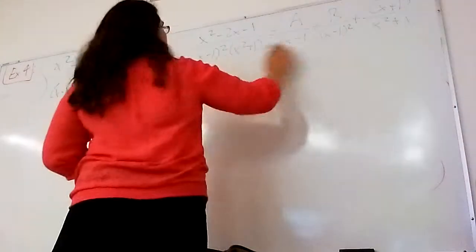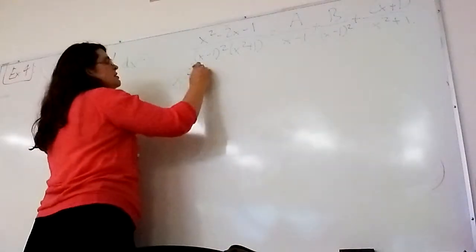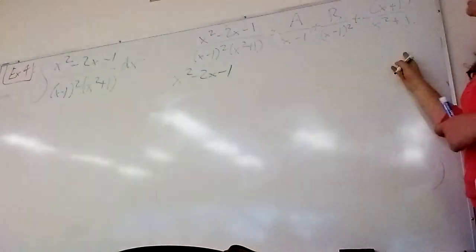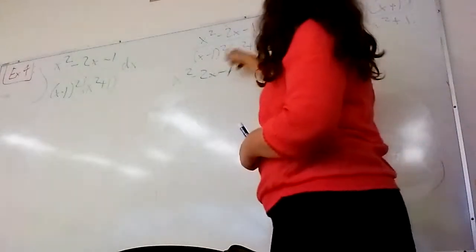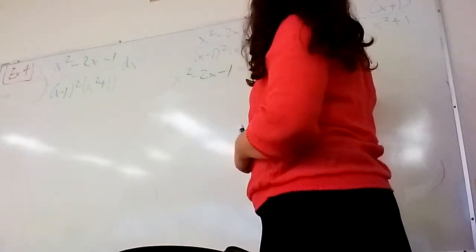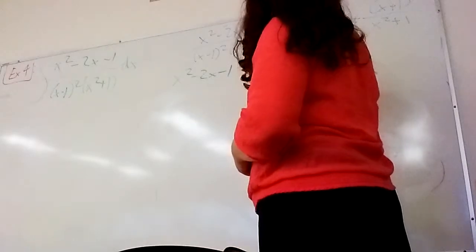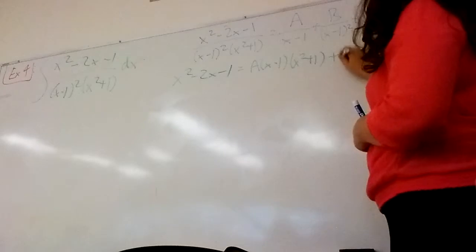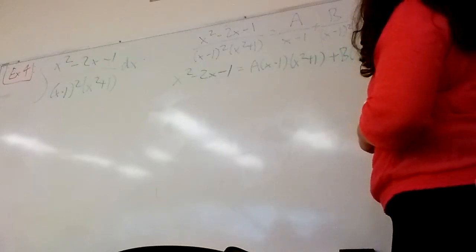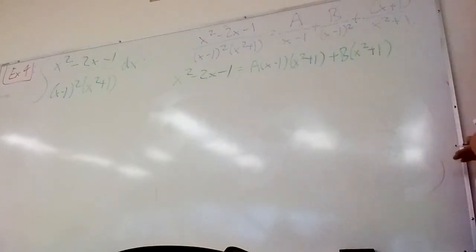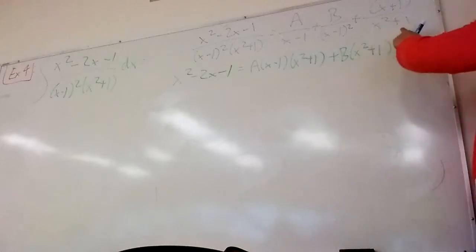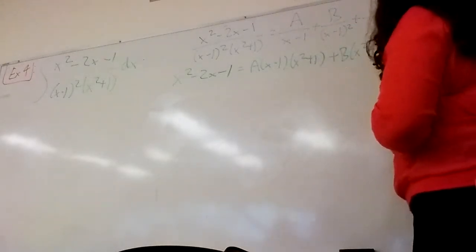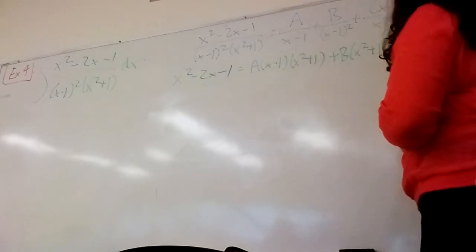So, again, multiply both sides to clear denominators. Here I'll get x squared minus 2x plus 1. On the right-hand side, one of the x minus 1s is going to cancel in the a term, so we'll get a times x minus 1 times x squared plus 1. The x minus 1 squared is going to cancel in the b term, so I'll get b times x squared plus 1. And in the c term, the x squared plus 1 is going to cancel, so I get cx plus d times x minus 1 squared.